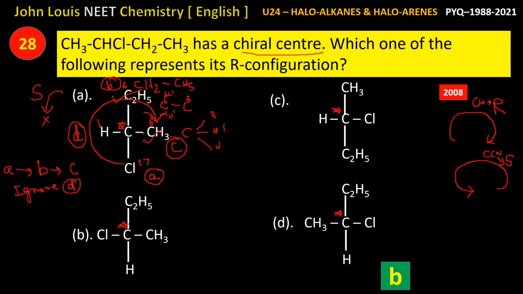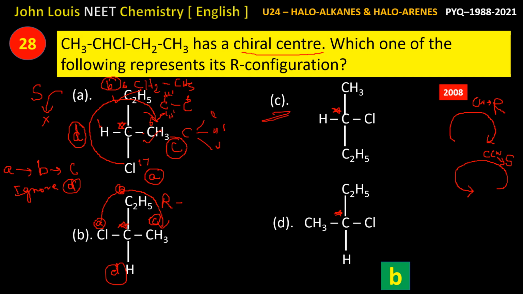Now you take option B. A is chlorine, C2H5 is B, CH3 is C and hydrogen is D. Now you move A to C, A, B, C. This is also moving in clockwise direction, but it is not crossing the least preferred hydrogen. Therefore this is R configuration. Therefore B could be the correct answer because they are asking in the question what is the R configuration.